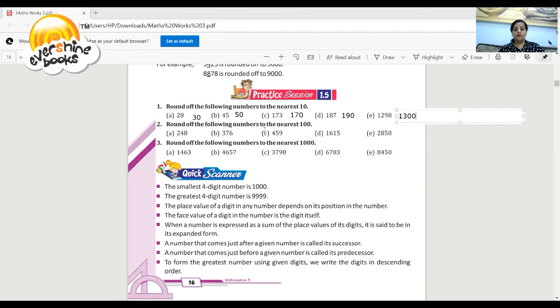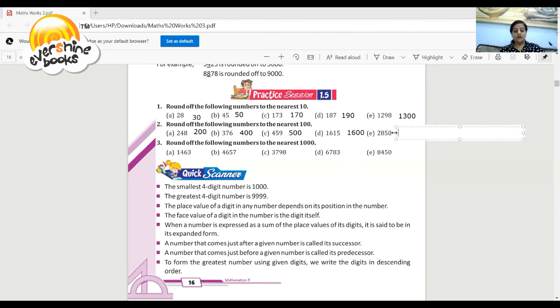Now round off the following numbers to the nearest 100. For the nearest 100 we have to see the tens place, that is 4. It is going to be the same. So we are going to write here 200 only because it is 48. 376, so we have to write here 400. We have to add 1 to the 100 place. 459 is also bigger, so we will write here 500. Next is 1615. 1600 will be the answer because it is 15 at the tens place.